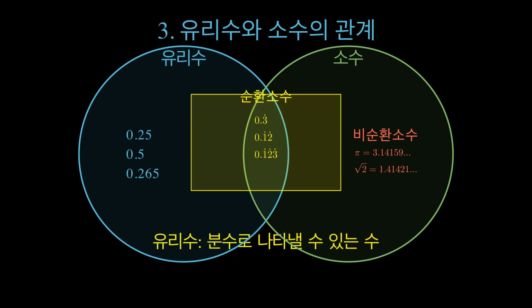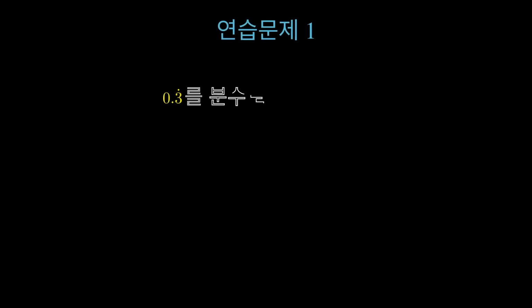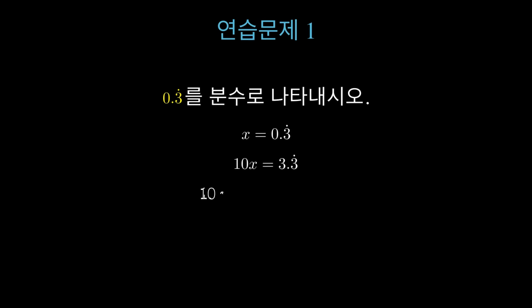3. On the other hand, non-repeating infinite decimals like pi, which is 3.14159 and so on, or the square root of 2, which is 1.41421 and so on, have no pattern and can never be transformed into fractions. Thus, they live in the outer region: they are decimals, but not rational numbers. Always remember this conclusion: no matter how infinitely a decimal extends, if it has a pattern, a repeating block, it is 100% a rational number. Now that we've mastered the theory, let's sharpen our skills with some practice problems.